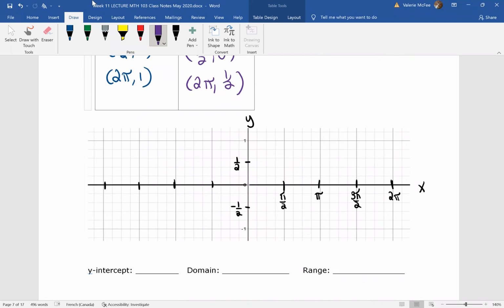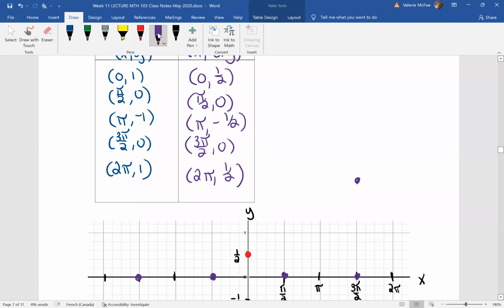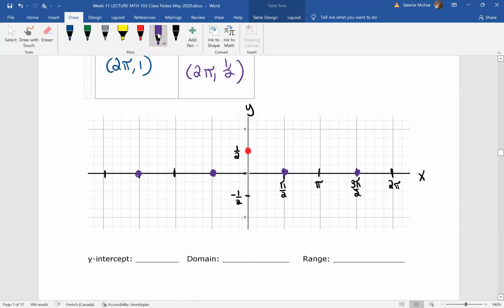And our y-intercept has changed again. Instead of at 0, 1, it's at 0, 1/2. Remember that we have x-intercepts on every second interval. That's still true here. And if you check, you can see at pi by 2, it's equal to 0. At 3 pi by 2, it's equal to 0.